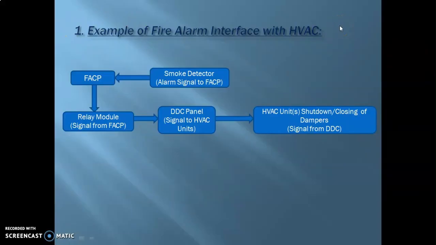First off, we will discuss the interface of the fire alarm system with the HVAC. Now here, as per the diagram, once the smoke detector detects the presence of smoke or the fire alarm condition, the alarm signal is sent to the FACP, which then sends the signal to the relay module, which is connected to the DDC panel. The DDC panel is the panel which controls the HVAC units. So the signal from the relay module goes to the DDC panel, and this DDC panel then sends the signal to the HVAC unit, thereby shutting it down or closing the dampers, either way.